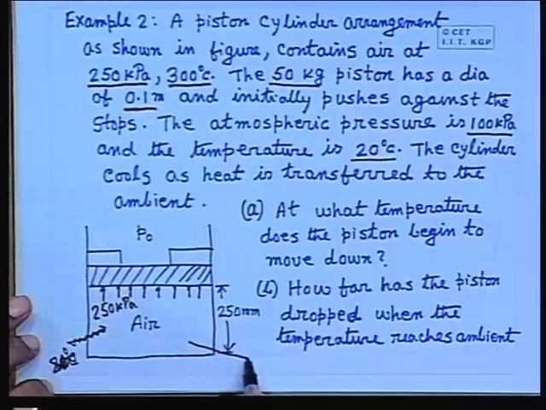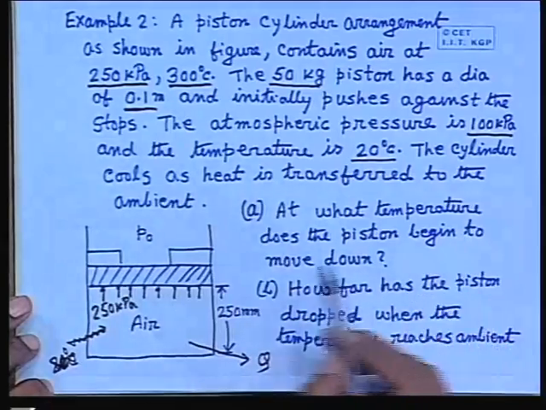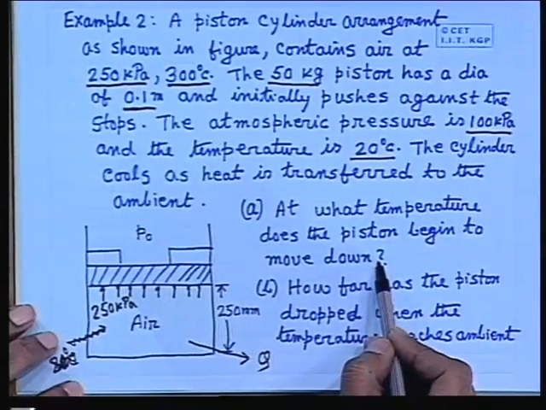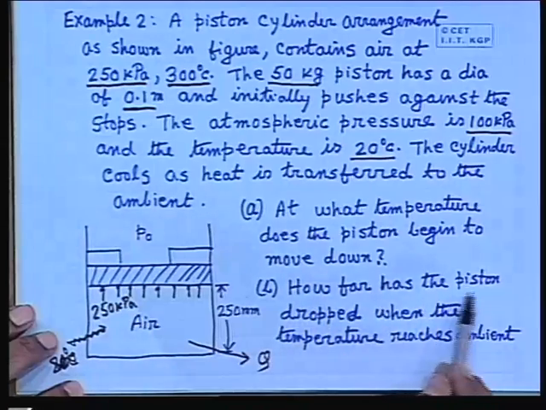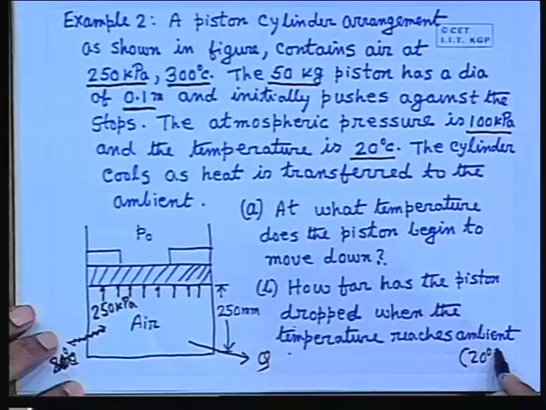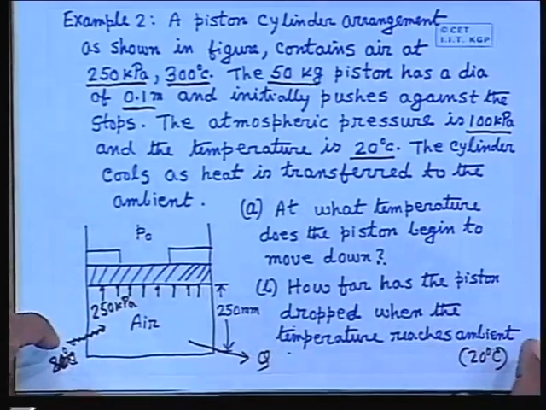Now heat Q is being transferred from the cylinder to the ambient. At what temperature does the piston begin to move down? That is part 1. How far has the piston dropped when the temperature reaches ambient? That means 20 degrees Celsius, ambient temperature. Now you see what the problem is. Try to understand the problem physically.